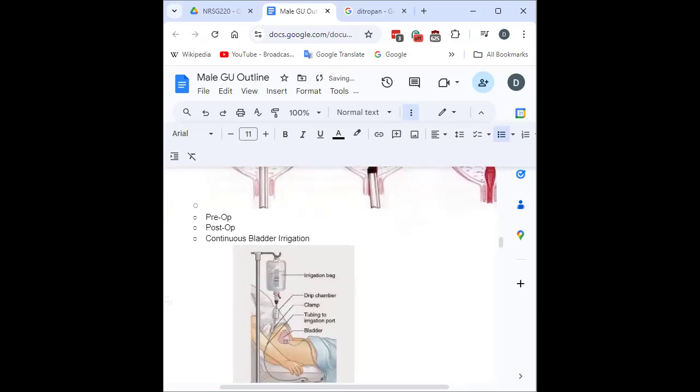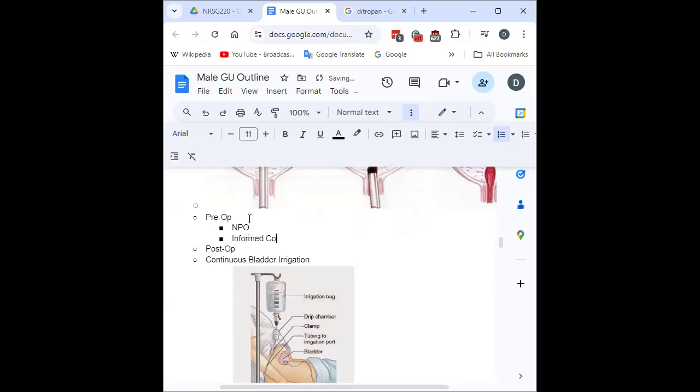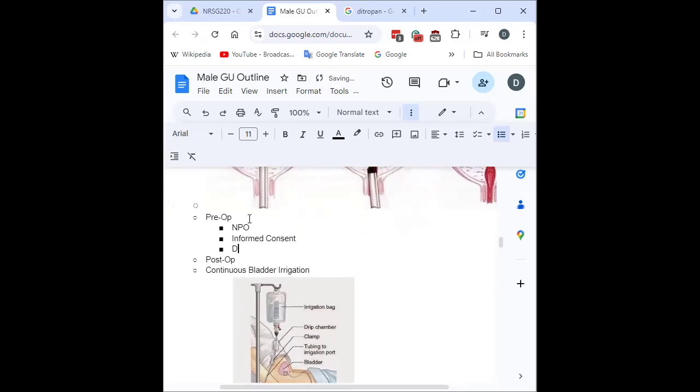Okay. So for the pre-op, this is again your standard pre-op, but we're going to go through it. You're going to make sure they're NPO, you're going to make sure they have informed consent. Do you see any anticoagulants?